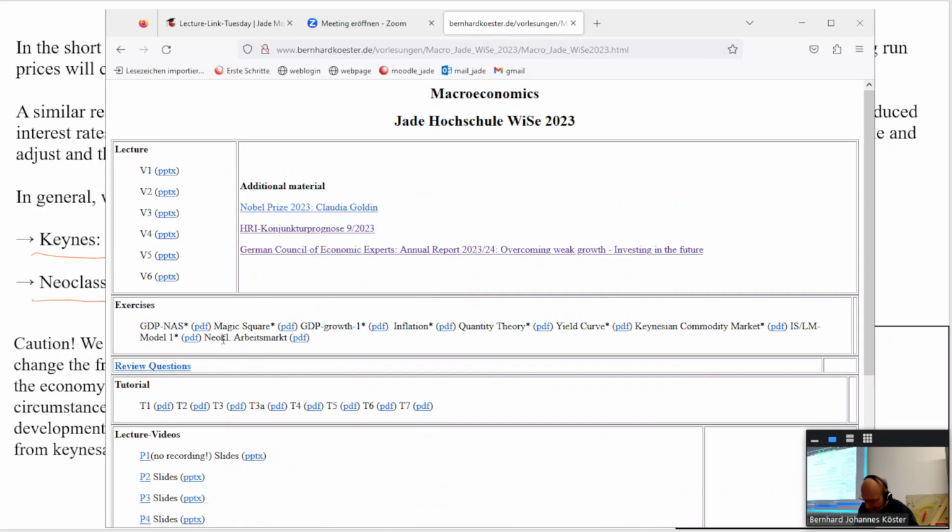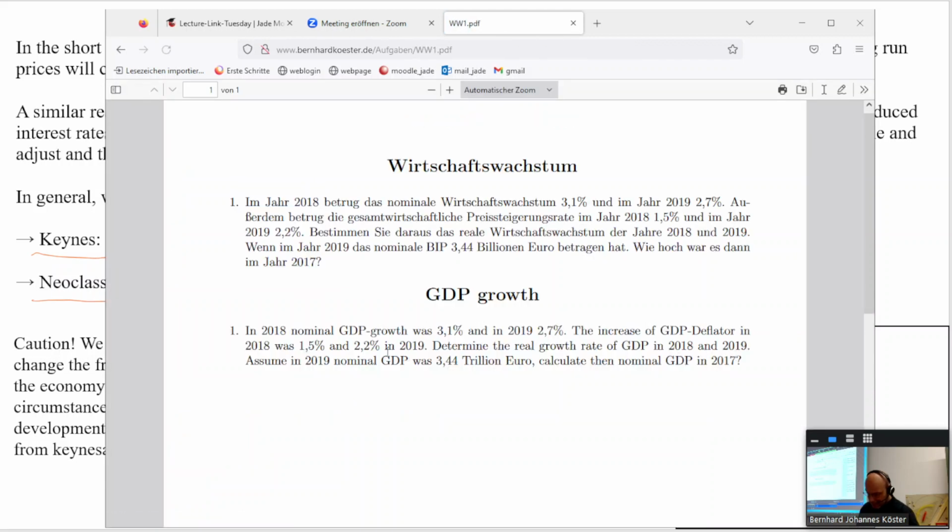Macroeconomics, and well, let's start with this one, GDP growth.